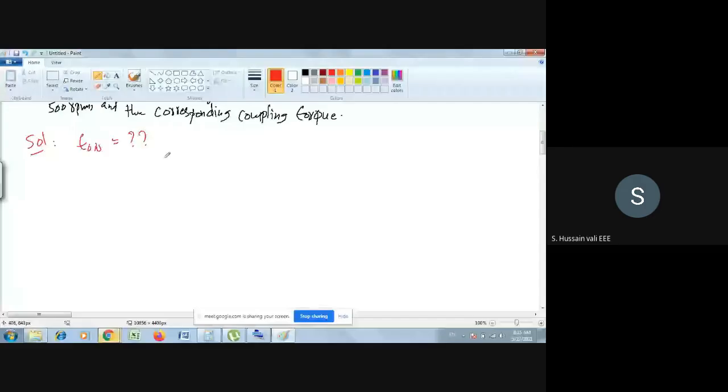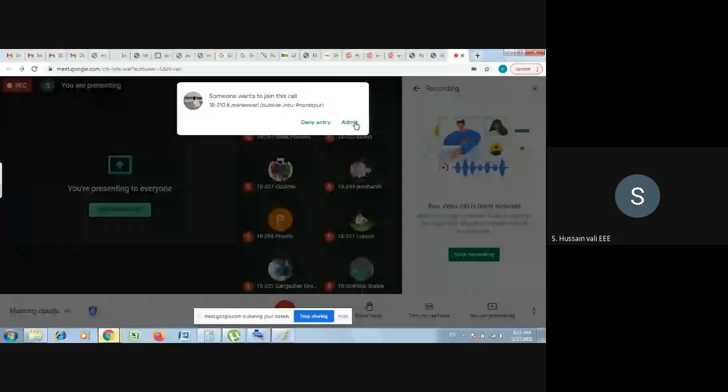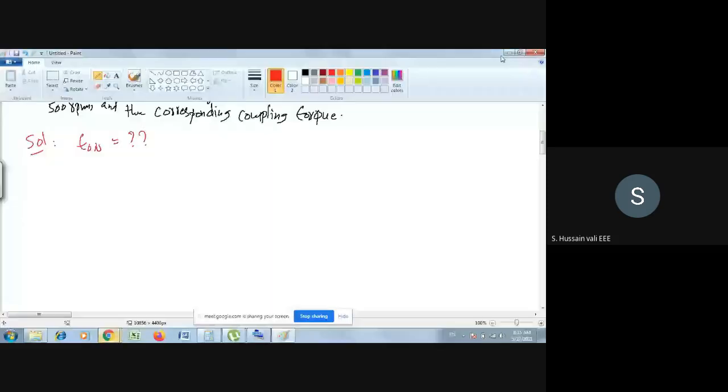The value of T on for minimum load torque at 500 RPM. T on is how much? That is the question. So last class we have derived this thing, T on. Okay. So how to derive it? Let me draw that chopper here. This is the chopper.